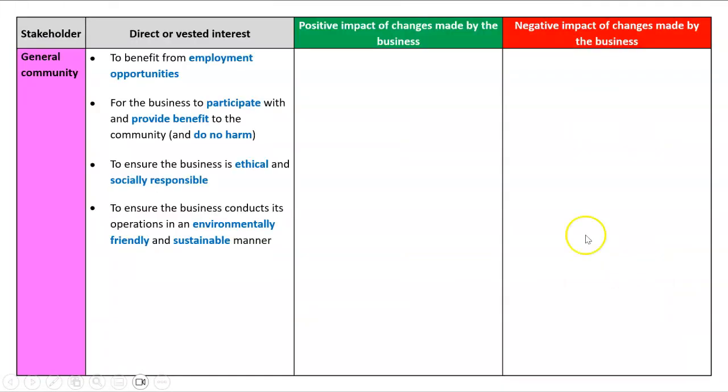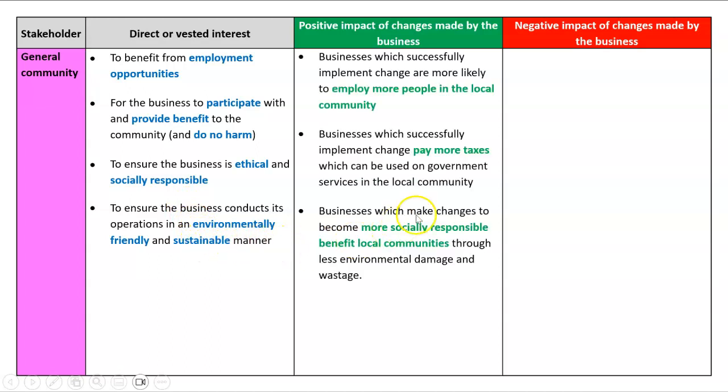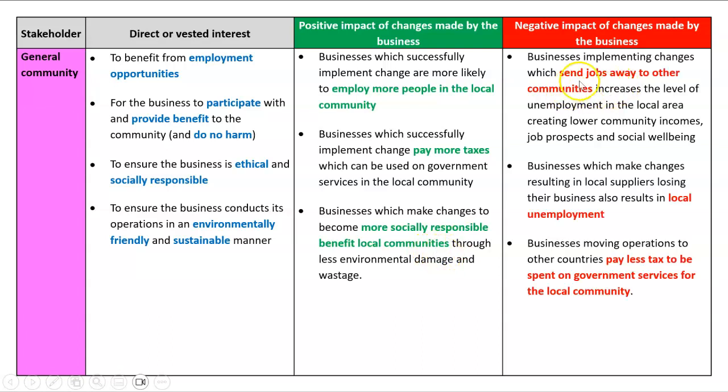And lastly, the general community, they want to benefit from employment opportunities from the business. They want it to be ethical. They want it to benefit the community and not do any harm. Positive impacts for change might be the business is going to employ more people in the local community, pay more taxes, and be more socially responsible. Negative impacts, as change often involves sending, from an Australian perspective, jobs away overseas. That results in local unemployment and often less taxes to be spent on the community in Australia.